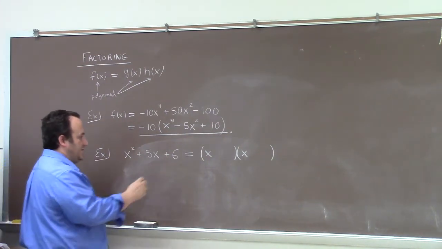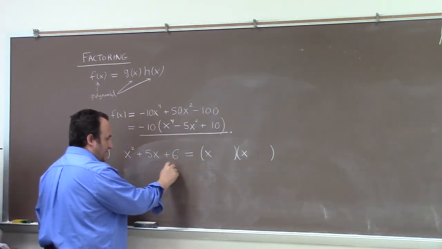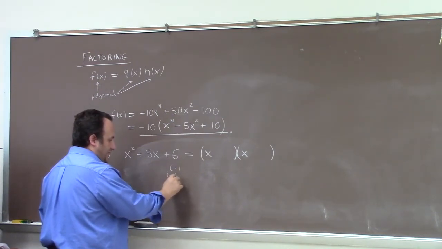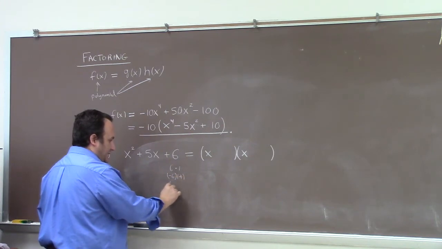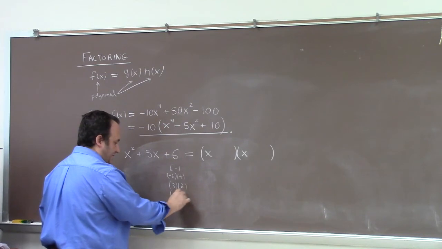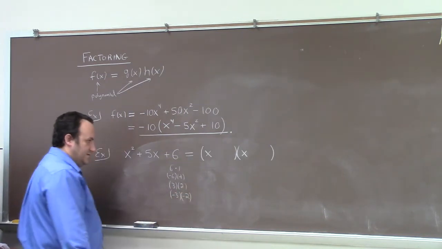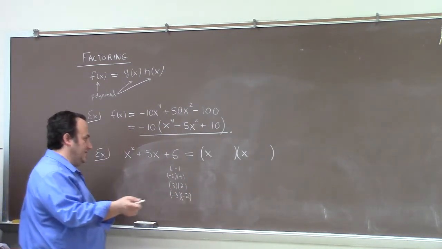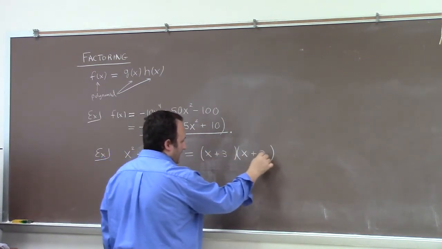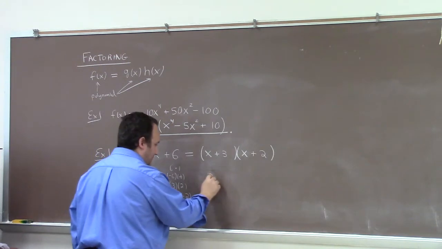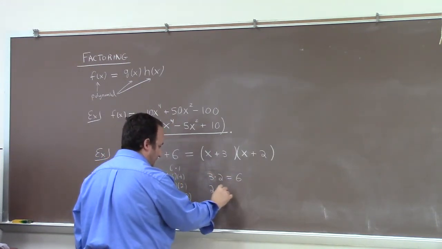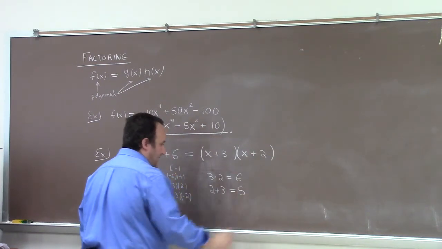Well, 6. We can either write it as 6 times 1, right? It's also minus 6 times minus 1. It's also 3 times 2. It's also minus 3 times minus 2. I mean, these are all different choices. I'm going to go with 3 and 2. And the reason that's a good choice is because 3 times 2 is 6, right? And 2 plus 3 is 5.